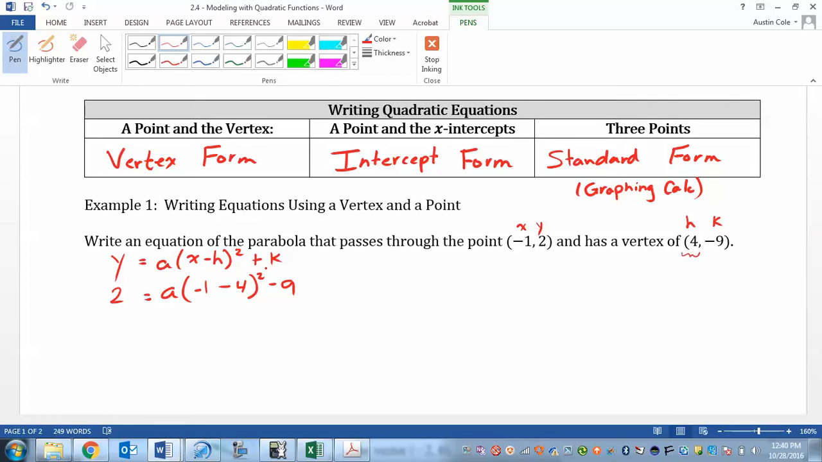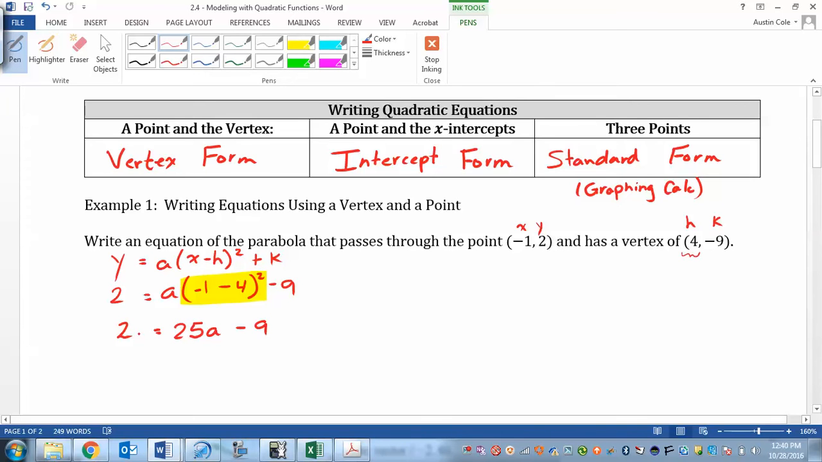I've got numbers. I can start evaluating them. What's -1 minus 4? -5. -5 squared is 25. So I'm going to write this as not a25, but 25a, because this gets me 25. -9, and then I have 2 over there.